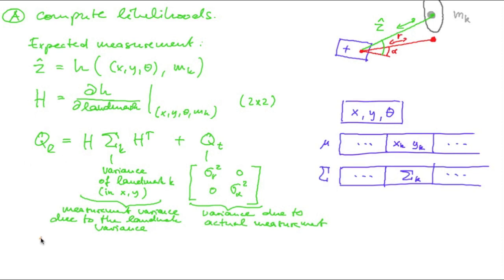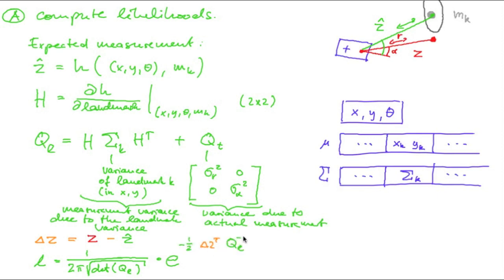Now we'll compute our delta C, which is our measured C minus our expected C, C hat, which we computed here. And finally, we'll compute the likelihood, which is obtained from the probability density function of the Gaussian distribution. So it's 1 divided by 2 pi times the square root of the determinant of the matrix Q_L, times e raised to the power of minus 1/2 times delta C transposed times the inverse of Q_L times delta C. And so this gives us the final likelihood.